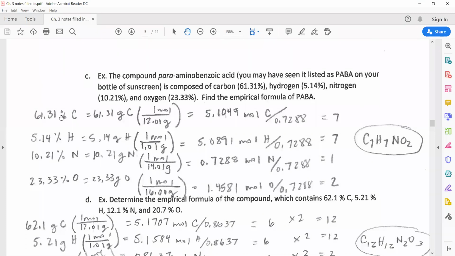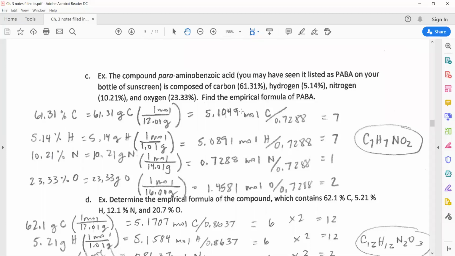Up above, we talked about how we take the percentages, and we assume that we have 100 grams of this sample. If we have 100 grams of the sample, then all of these percentages would be the same thing as grams. So we just switch out the percent for grams, and then we do what we know to do with grams, which is go to moles. So I use the molar mass to go grams to moles, grams to moles, grams to moles, grams to moles. You can pause and, of course, work this out yourself. So we get to moles of each element.